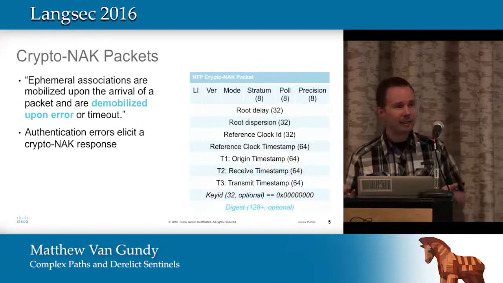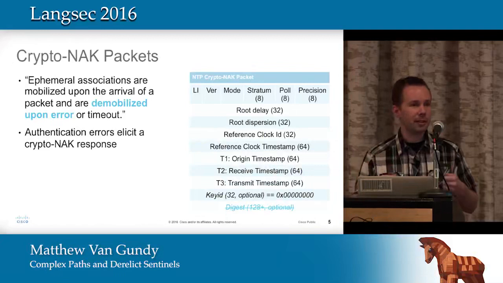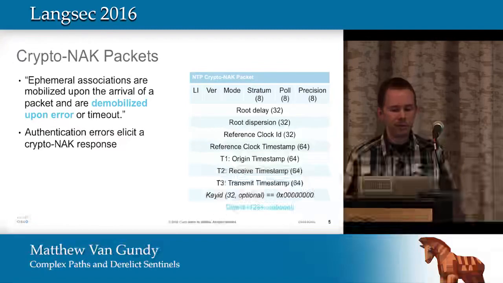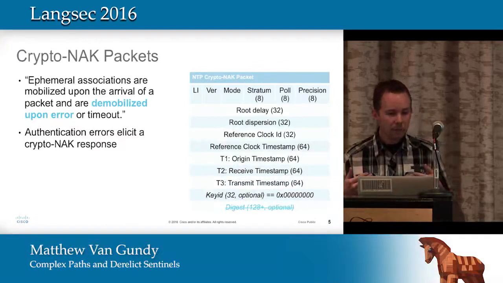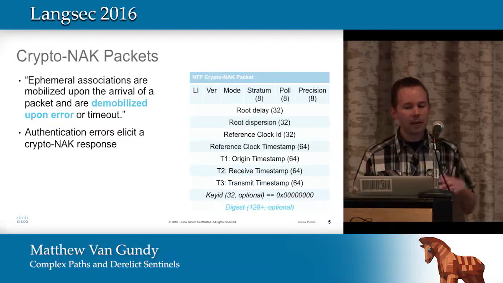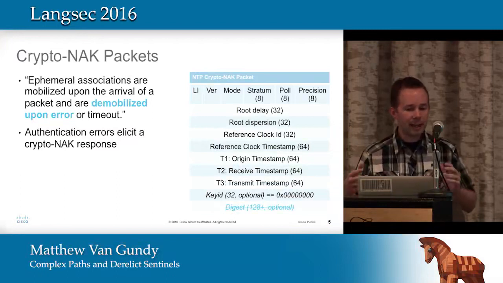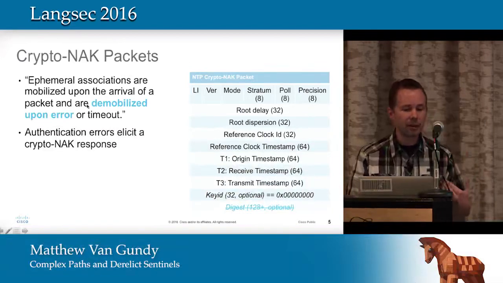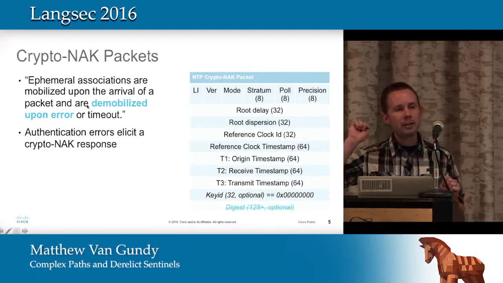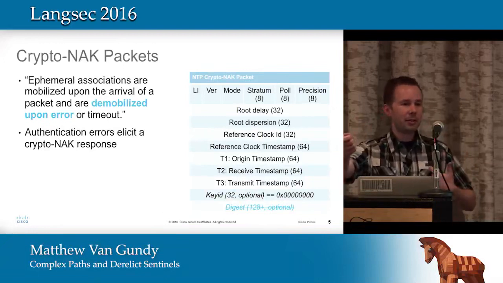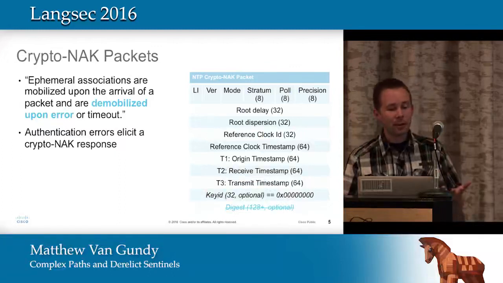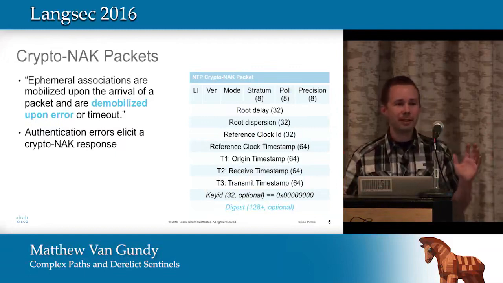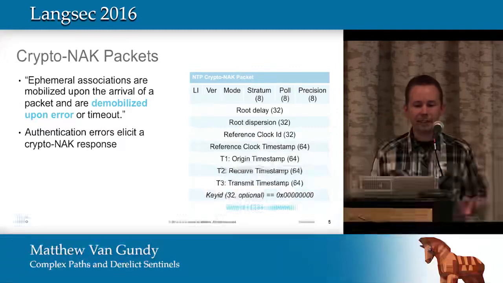Luckily, by default, those packets are required to be authenticated, which means you have to share a cryptographic key with the system that is receiving that packet in order for it to actually set up that association. But we might ask at the protocol level, how does it know when there's an authentication error on the remote side and I've set up an ephemeral association, so that I demobilize that association? The remote side sends a crypto NAK. It says, hey, I failed to authenticate your packet for some reason. Please do whatever you need to do.